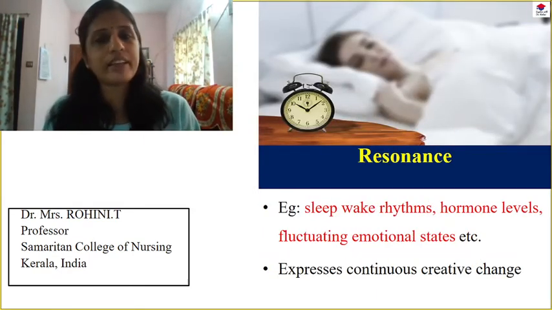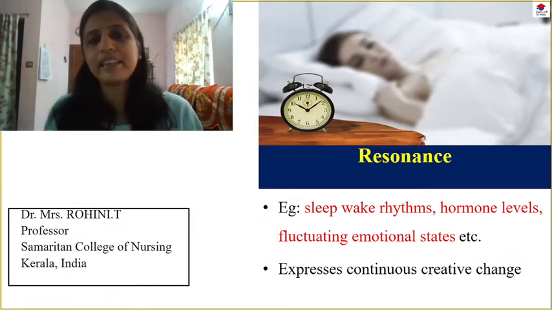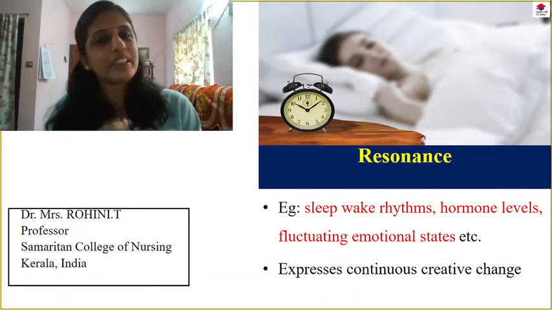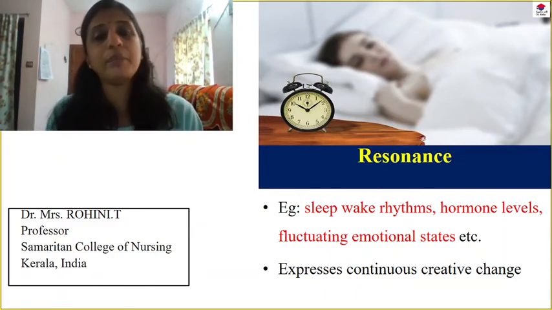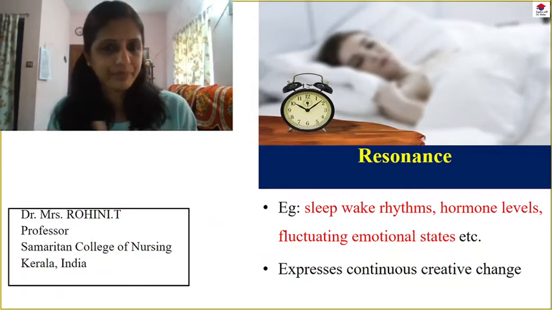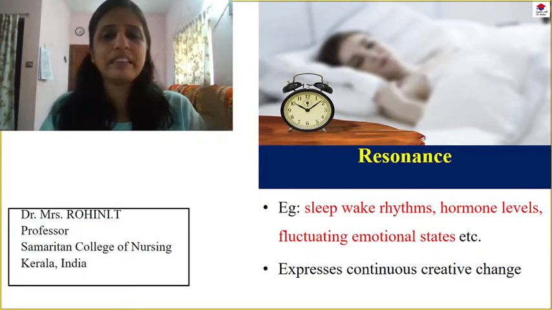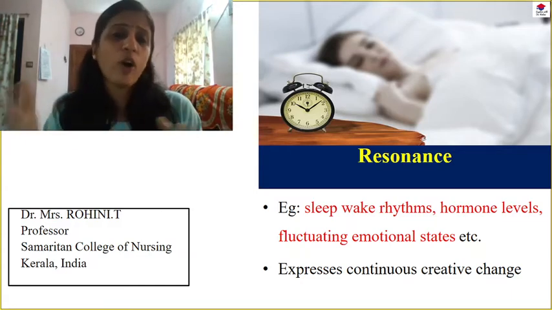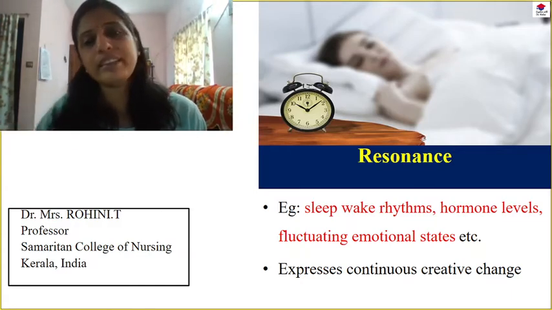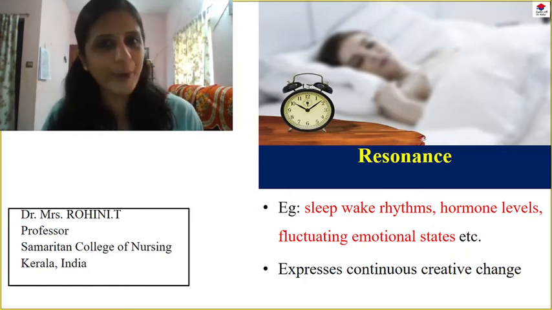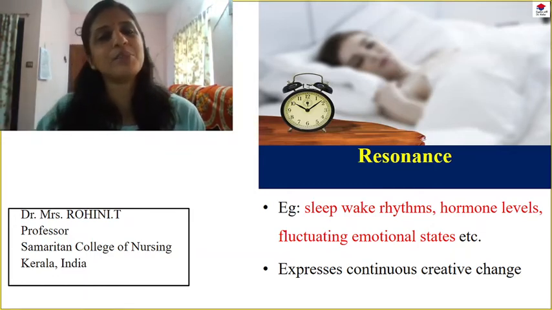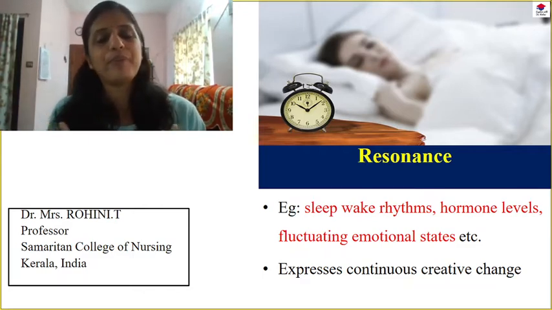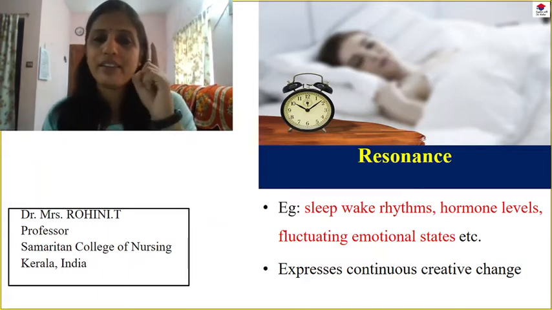Like for example, sleep wake rhythm. We go into light sleep, then go into deep sleep, and then coming into rapid eye movement sleep, and then you wake up. So it keeps changing. Even hormone levels, especially in females. We have fluctuation of hormones, estrogen, then progesterone. Then you have ovulation time, you have menstruation time, so the hormone levels keep on changing. If anything in the body is operating based on this energy field, according to Roger, that is going into resonancy. Resonancy means going up and down, fluctuating emotional states. So energy field follows the principle of resonancy.